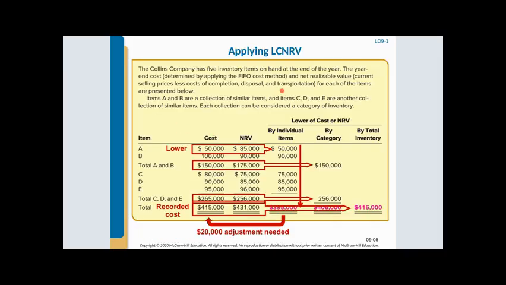So hopefully we have an example here. When we're doing this analysis, you actually can do it by individual items. You can do it by category. So if we have different products like yogurts, and we have milk, we can do it by different categories, or we can do it as a total, okay?